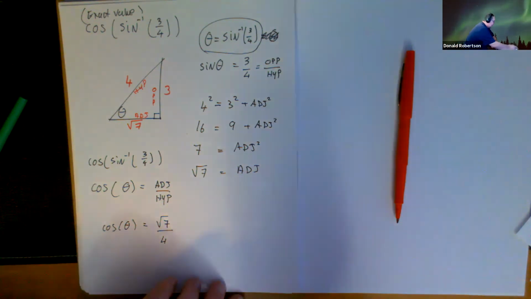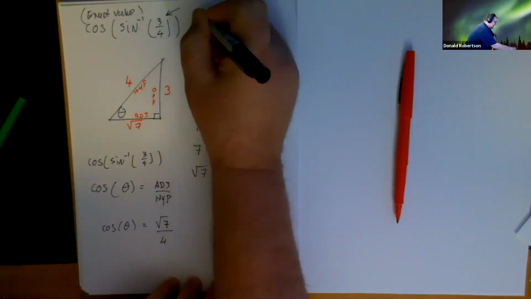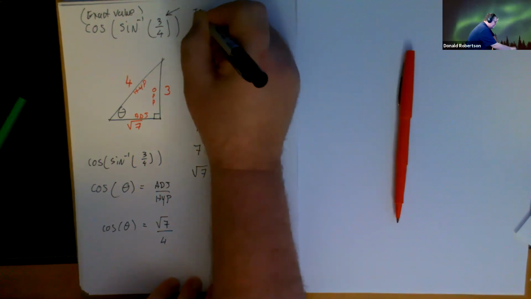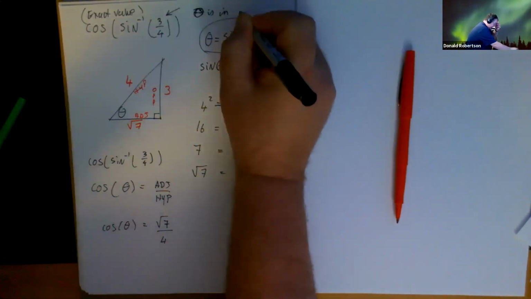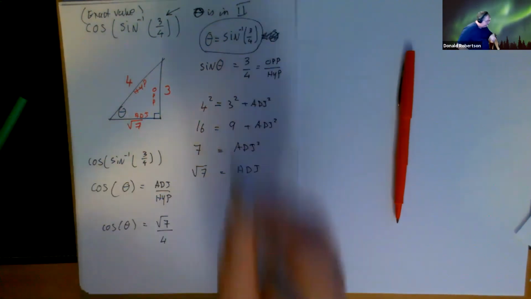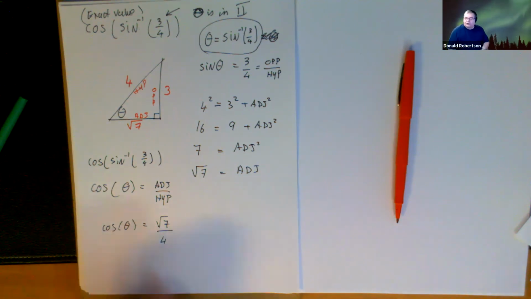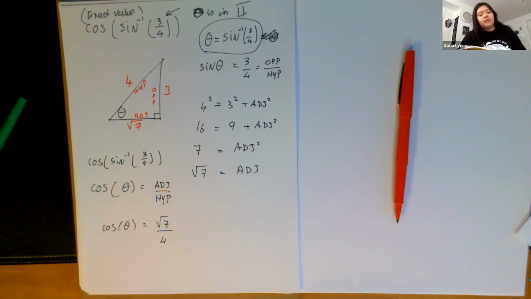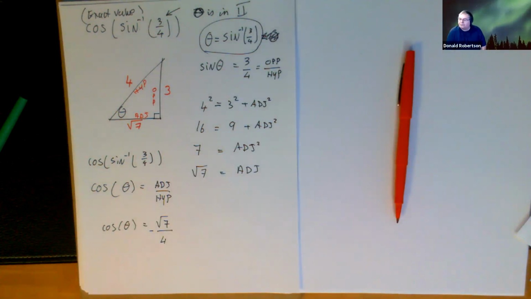Now, suppose I tell you that this angle here, suppose I tell you something like theta is in the second quadrant. What's the cosine of an angle in the second quadrant, positive or negative? Negative. So if that was the case, you see that the only difference would be that.